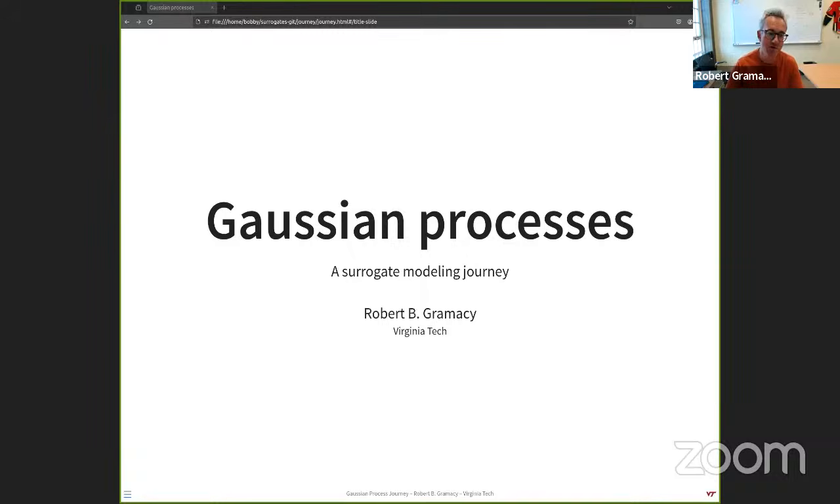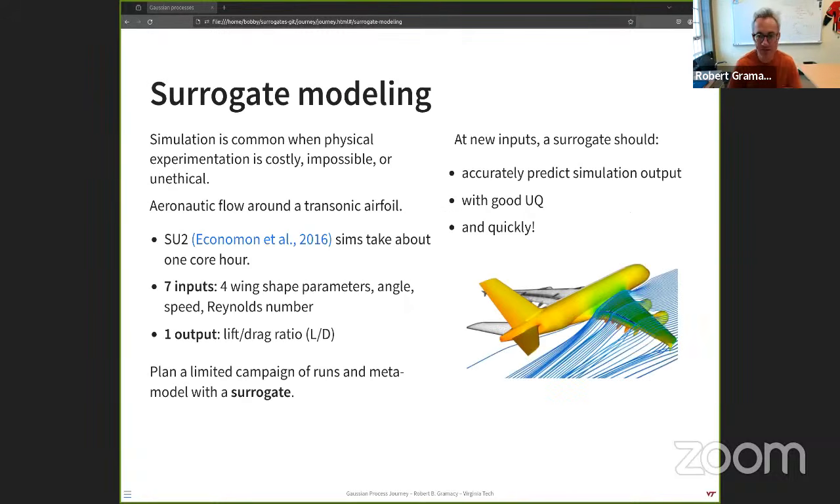So I want to tell you about Gaussian processes. I think Gaussian processes are valuable in many areas. People use them in machine learning as general purpose learning machines. They use them in geostatistics, which is perhaps where they originated. And I use them in my field of surrogate modeling of computer simulation experiments. So I want to explain that to you a little bit, but then we're going to kind of change gears and go back to the basics of what a Gaussian process is.